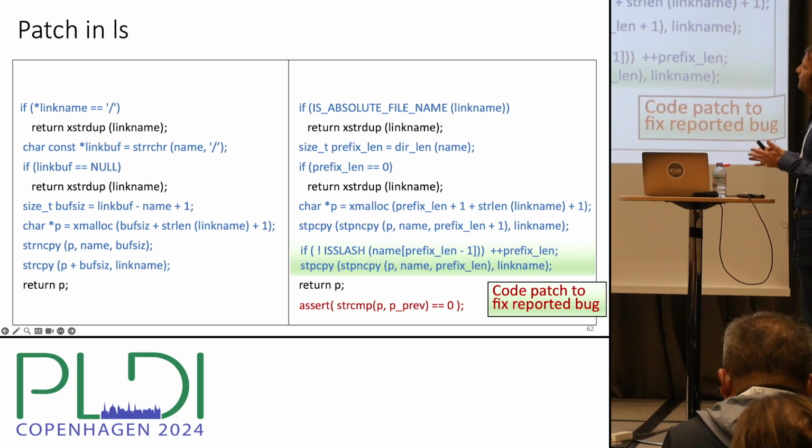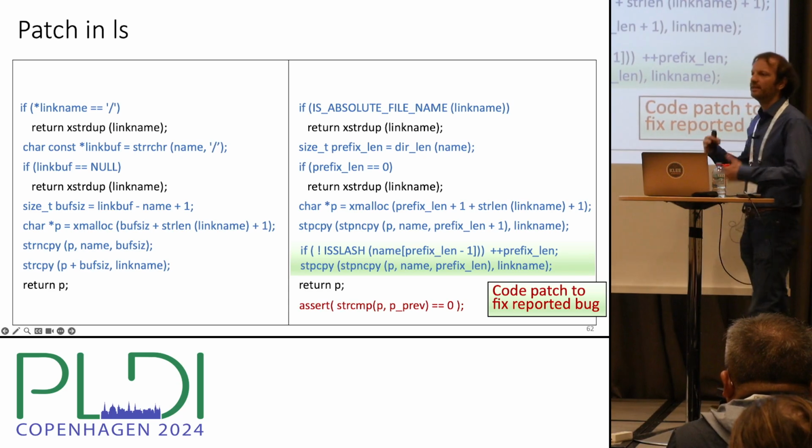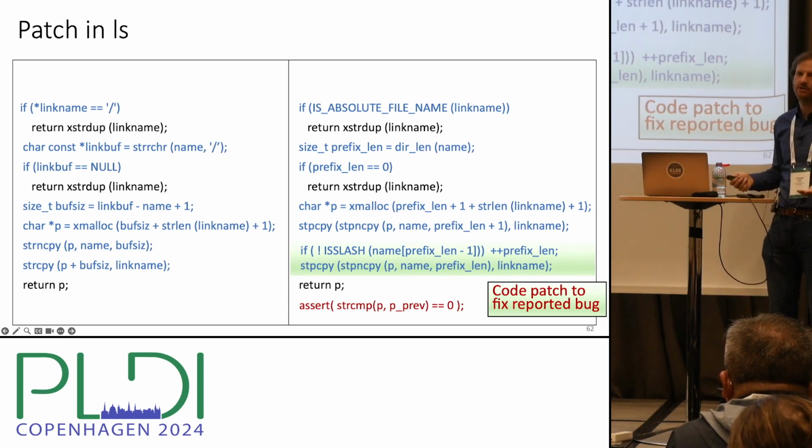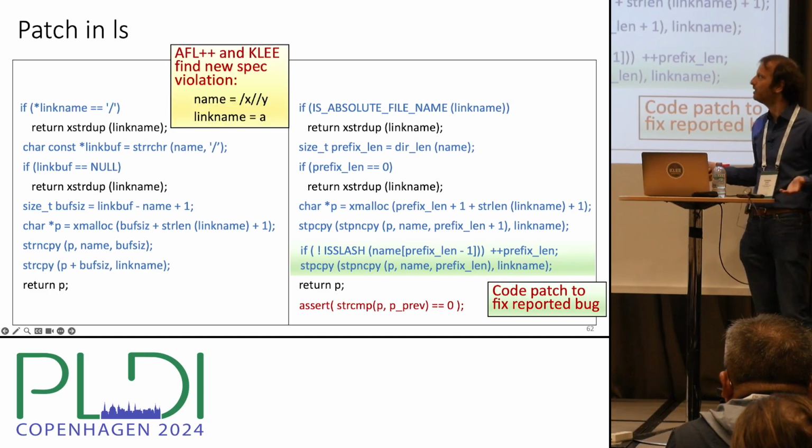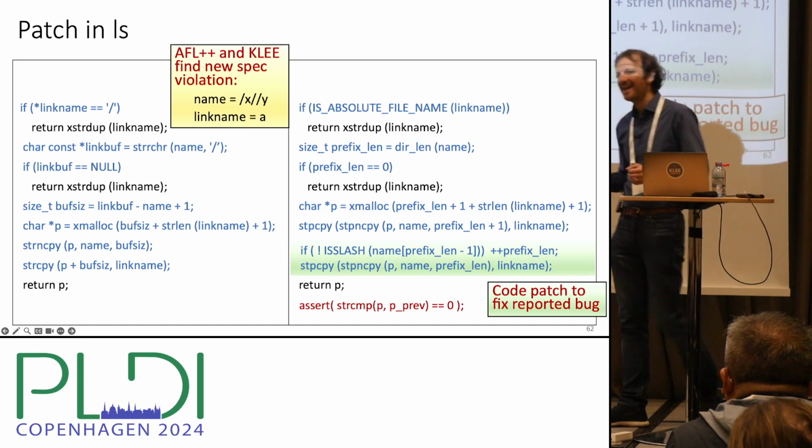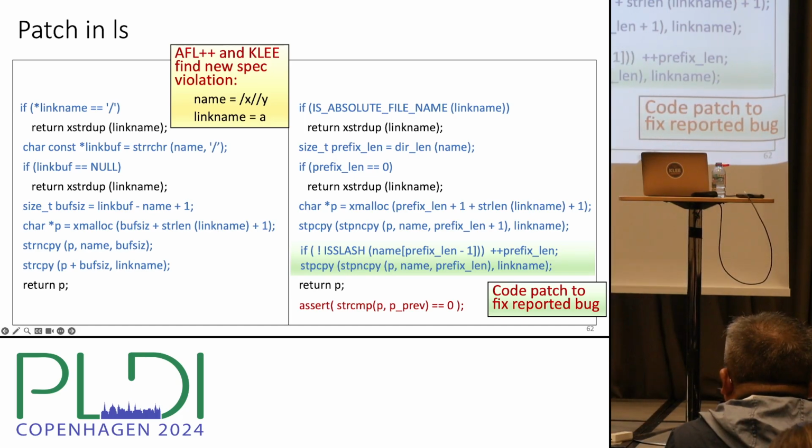Interesting. So now what we did was to incorporate this patch and repeat the process. So, can we find more patch violations? We didn't expect to find any more, except that we did. And here is another set of inputs that were generated by AFL++ and KLEE. This time it involved these double slashes. So we looked at this difference. The two versions did different things.